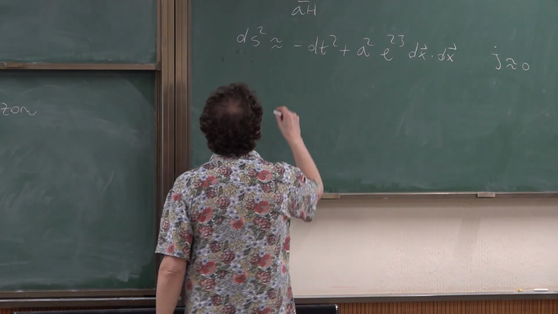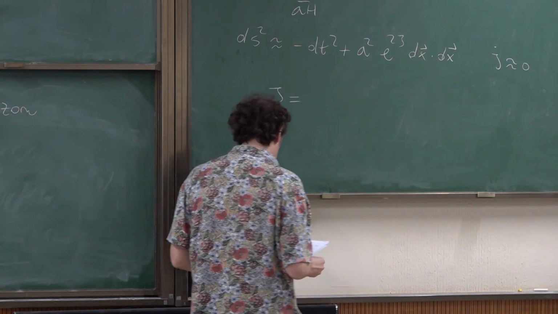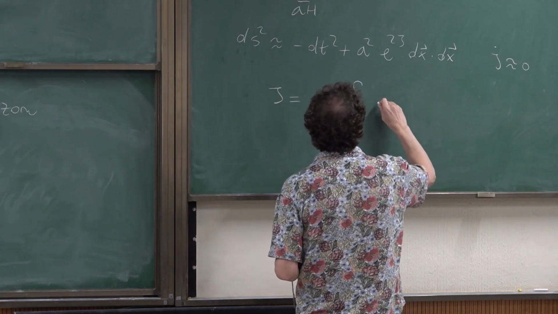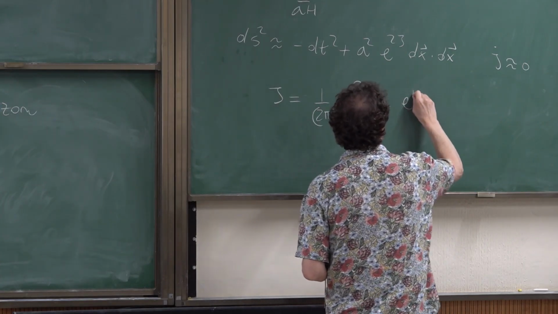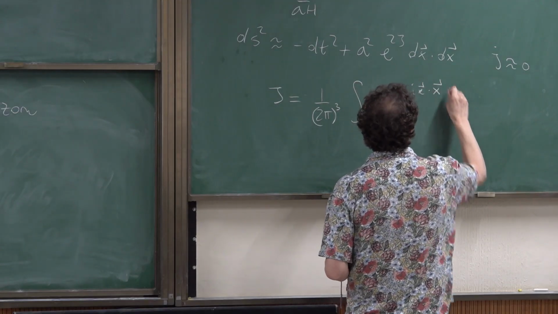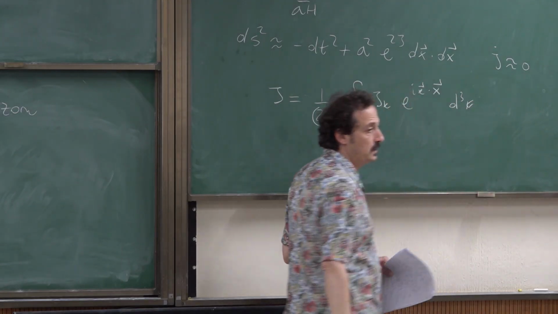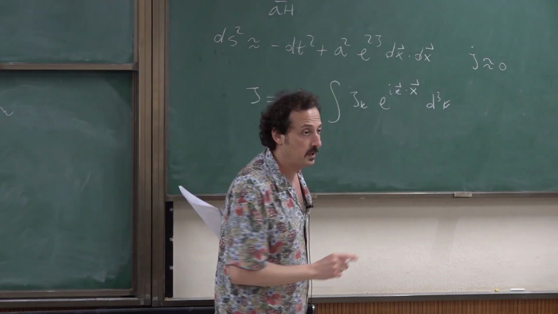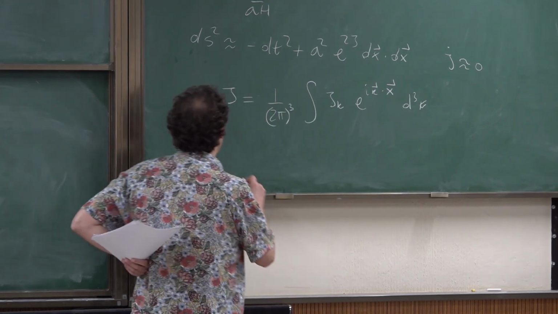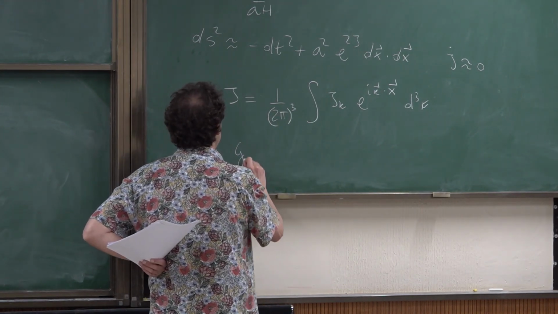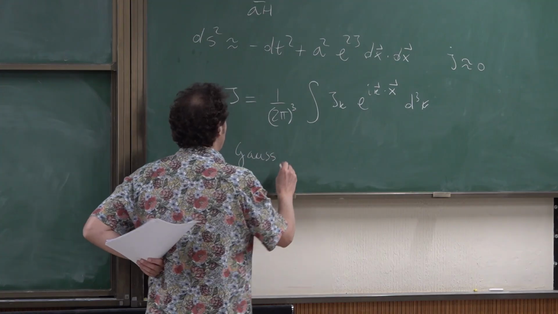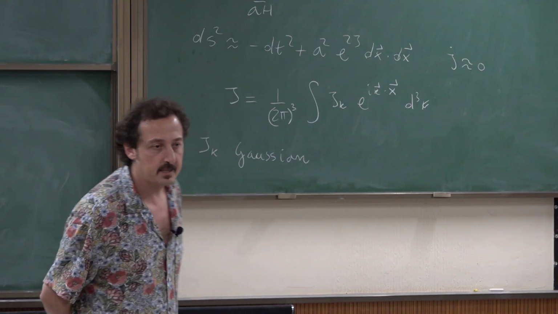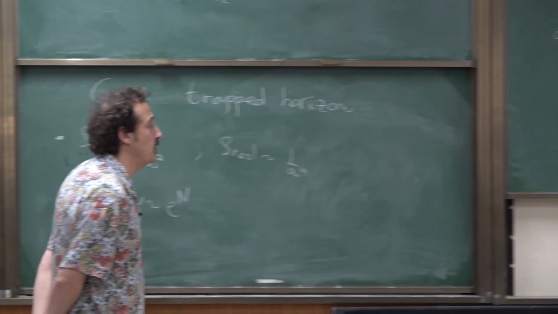Then I can always Fourier transform, and this is 1 over 2 pi to the cube, the integral of zeta_k, those are the Fourier modes, e to the i k x d^3k. So this is simply a Fourier transformation, and what we are going to assume in these classes is that zeta_k is a Gaussianly distributed random variable. So we will not consider cases in which the curvature perturbation is non-Gaussian.